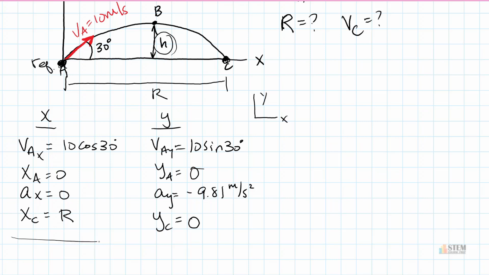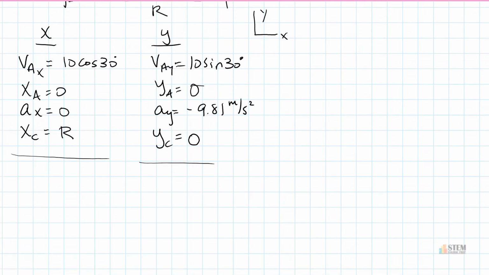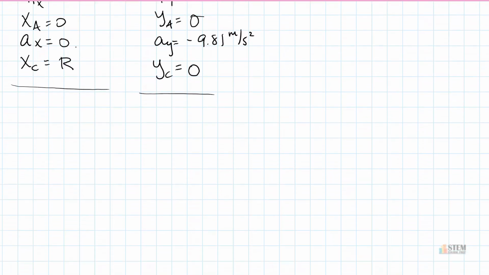So these are the data points that I have. And I want to find r and the velocity at C. So first thing I'm going to do is look and see if I can find r. I'm going to look at the range where we go from A to C. Now in the x direction, since the acceleration is 0, we really only have our one equation that we can use. And that's our final displacement equals the initial plus the initial velocity times t plus 1/2 a_x t squared.